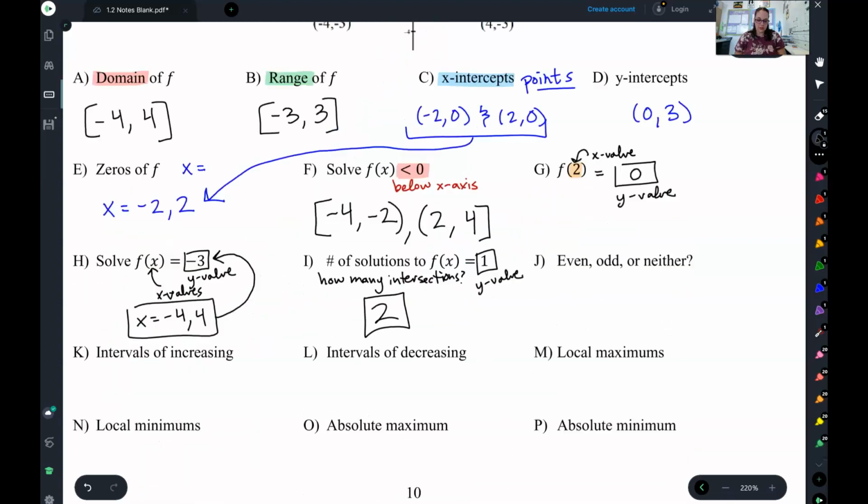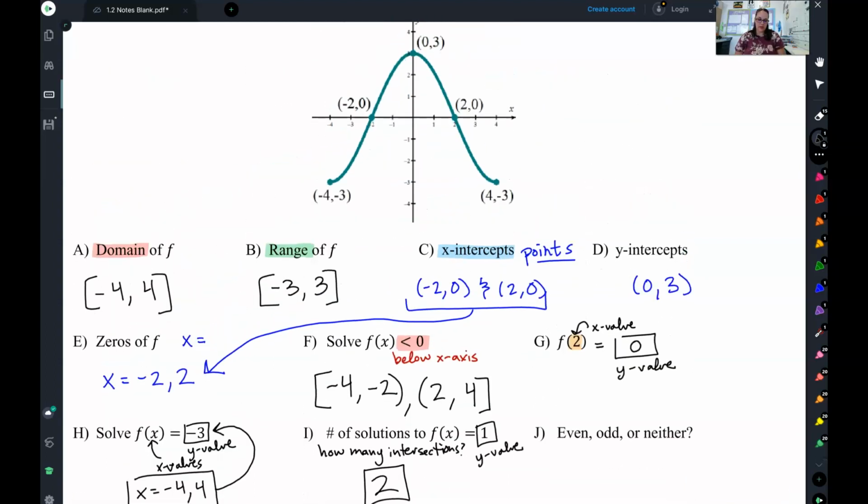Okay, now, this is a lot. We're almost there. Even, odd, or neither. Remember, even reflects across the y-axis. Odd is around the origin. This one definitely reflects across the y-axis. So this is even. Reflect across the y-axis.